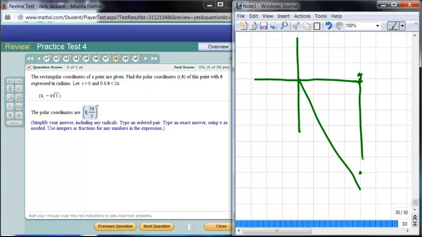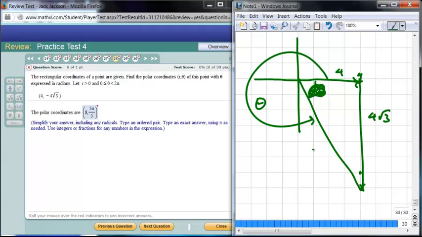Something like this. Okay, so we're given it with x and y components, so we want to find this theta. Actually, they want to find it between 0 and 2 pi, so we actually want to find that theta. And we know this one is 4. This is 4 times the square root of 3, so this one's 8.